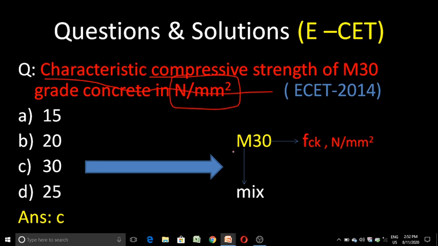The grade of concrete given here is M30, where M refers to the mix and 30 refers to the characteristic compressive strength of a 150 mm cube which is cured for 28 days. After testing, whatever value we get will be the characteristic compressive strength of that particular cube, that is 30 here, designated with fck, right? So the characteristic compressive strength of M30 grade of concrete in Newton per mm square is 30. According to this problem, option C is correct.